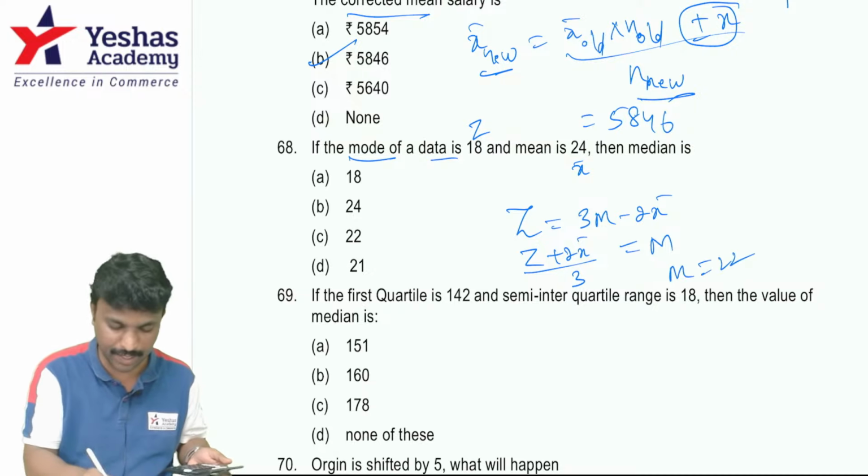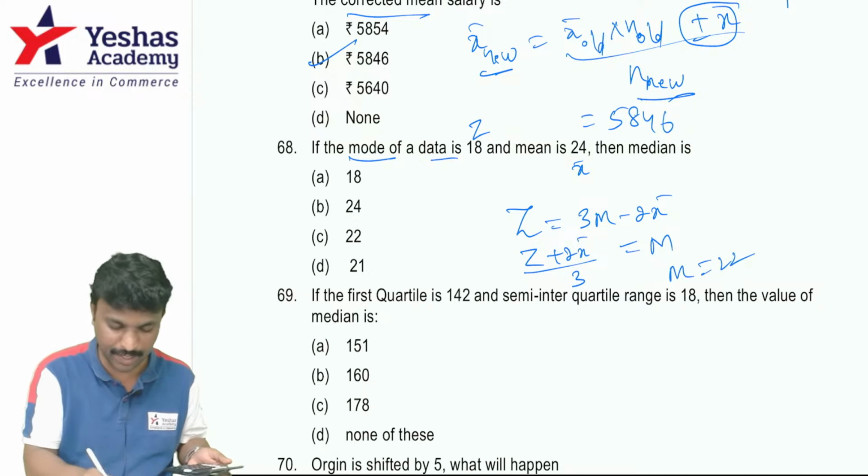Origin is shifted by 5. What will happen as origin is shifted by 5? What do you mean by this? Origin shifting means adding or subtracting a number. See guys, SD will not change on shift of origin, right? There will be no change in SD. In fact, there won't be any change in SD, MD and QD. They have not said none of them will change, and one of the options you can pick is that there will be no change in SD.